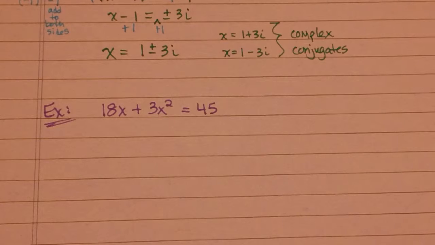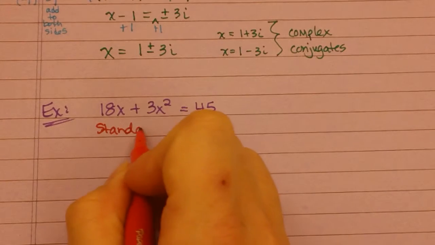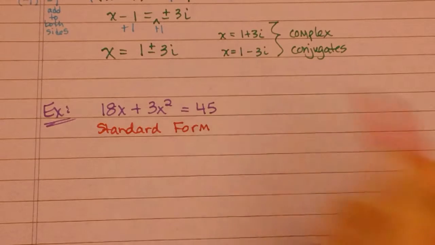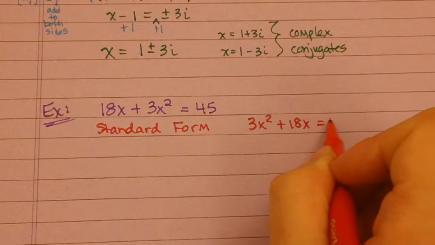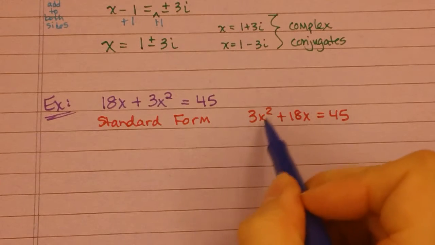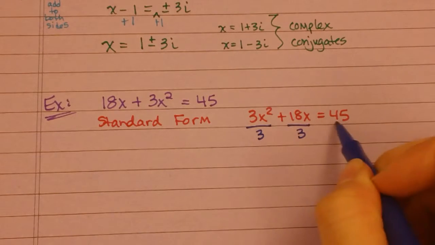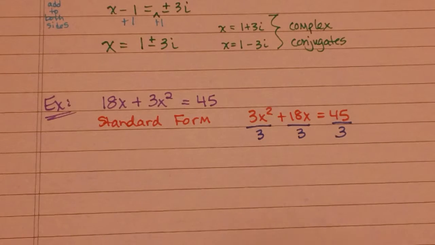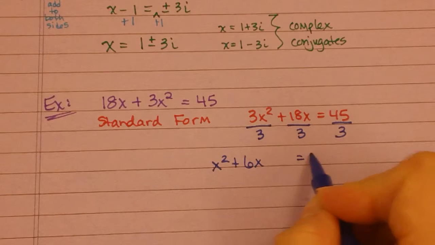Okay, first step. We want to make sure that all the variables are on one side and the constant term is on the other. They are on the same side, but notice they're not in standard form. So I do want to go ahead and rearrange that so that it is 3x squared plus 18x equals 45. Okay. On to the next step, which is to make sure that your leading coefficient is 1. It's not. I have a 3 in front of that x squared. So I need to divide each term by 3, which will give me x squared plus 6x, I'm going to leave a gap now, equals 15.